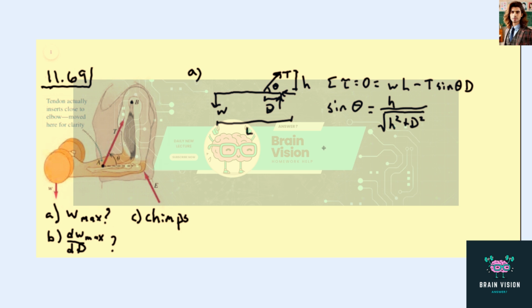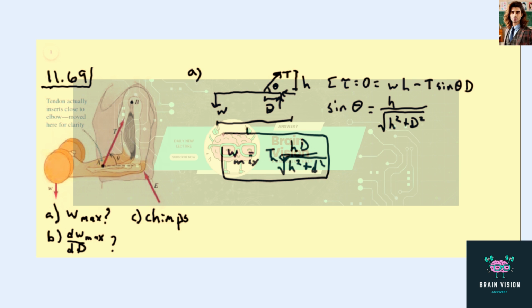So W is equal to the tension times h times d divided by L times the square root of h squared plus d squared. And so if we want the max, we just write max on the weight and the tension. And there we go.